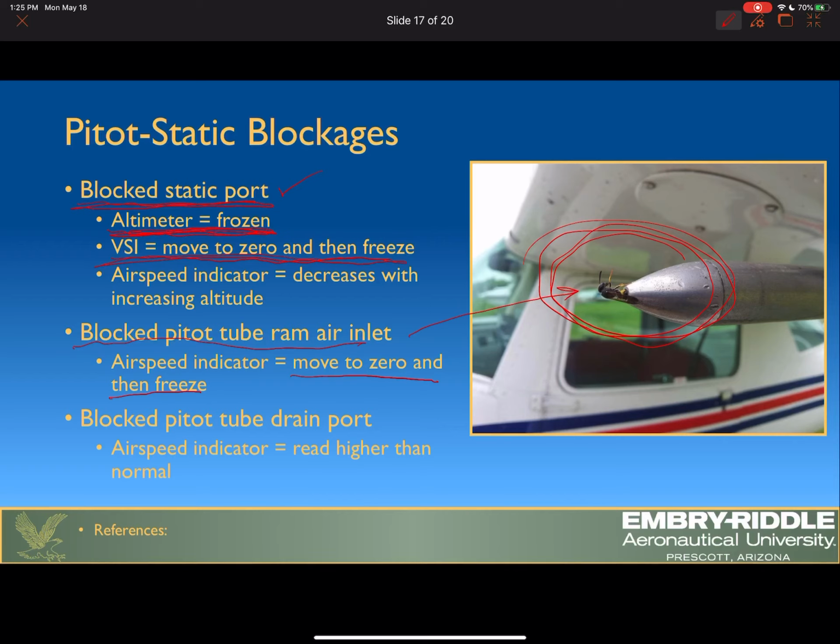And then last, we have our drain port. Remember, the drain port was kind of in the back of the pitot tube. If that gets blocked, then we are going to get an airspeed reading that is higher than normal, because normally our airspeed is calibrated for that leak. That leak is designed to be there, to let a little bit of air out, so we get a correct airspeed reading with that hole there. And when it's blocked, think of it as more air pressure is going to go towards our airspeed indicator, which means we're going to get a higher than normal reading.